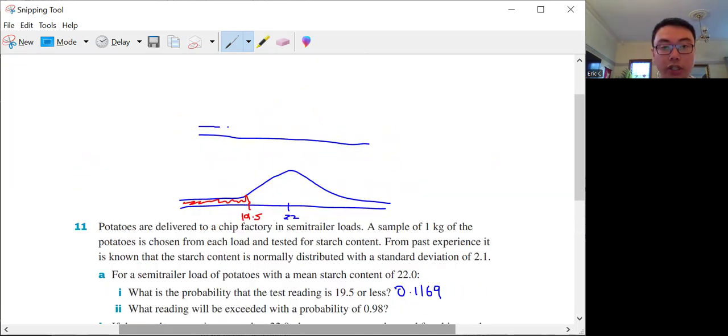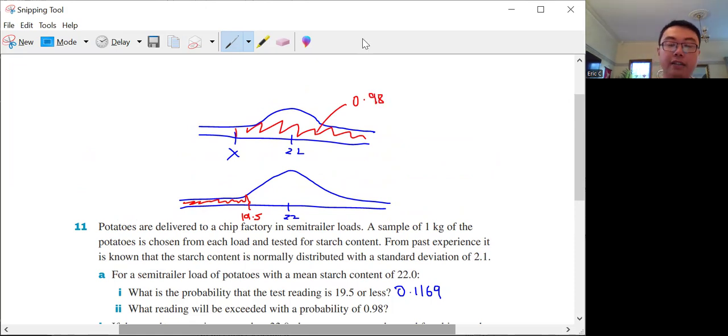For the second question, if you redraw another normal distribution, this is 22. We're looking for this x value such that the area under the graph here is going to be 0.98. However, on our CAS, the inverse normal, which would give us this x value, will only work from negative infinity to that x value. So the CAS is working backwards, from negative infinity up to the x point. In order to get that area, you just do 1 minus 0.98, so the area is 0.02.